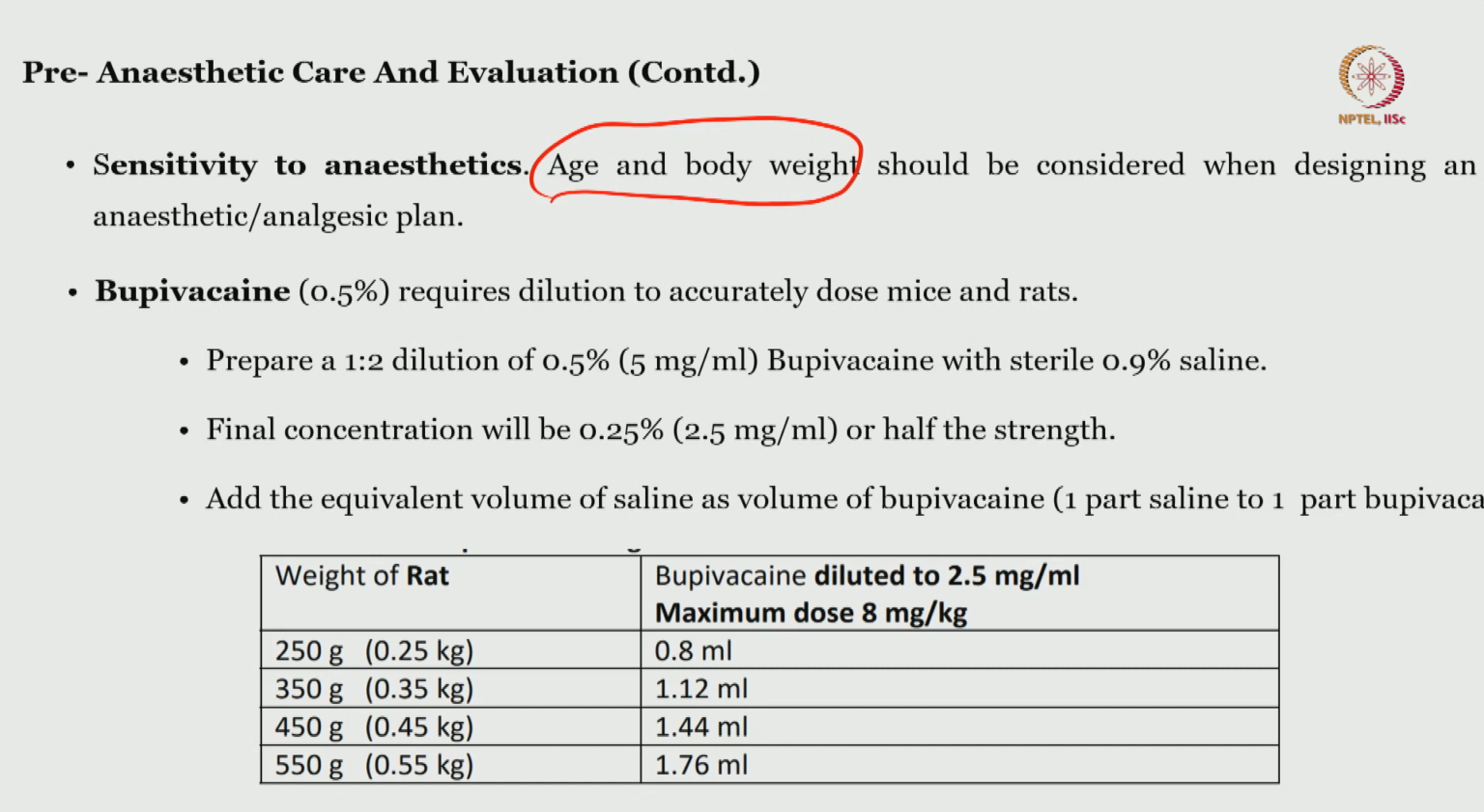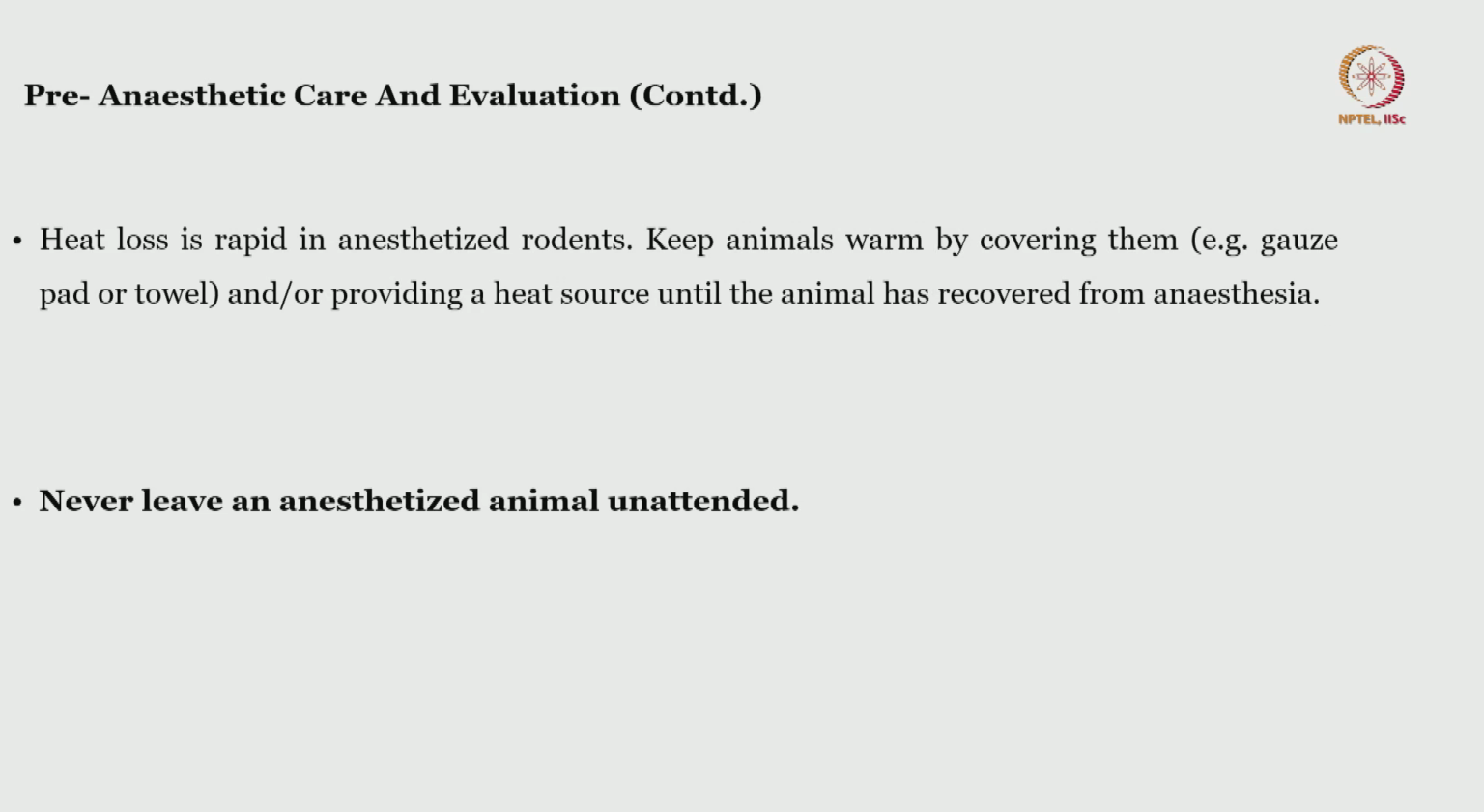So for example, bupivacaine requires dilution which is different for mice and rats. This is an example shown here based on the weight of the rat. It is diluted to 2.5 milligram per ml with a maximum dose of 8 milligram per kg, alright. These are the various dosings that are available for bupivacaine, and you see how, as the weight increases, the demand for this particular agent goes up, alright. So that is the whole point, to choose the correct body weight and maintain it consistently between the different experimental subjects.